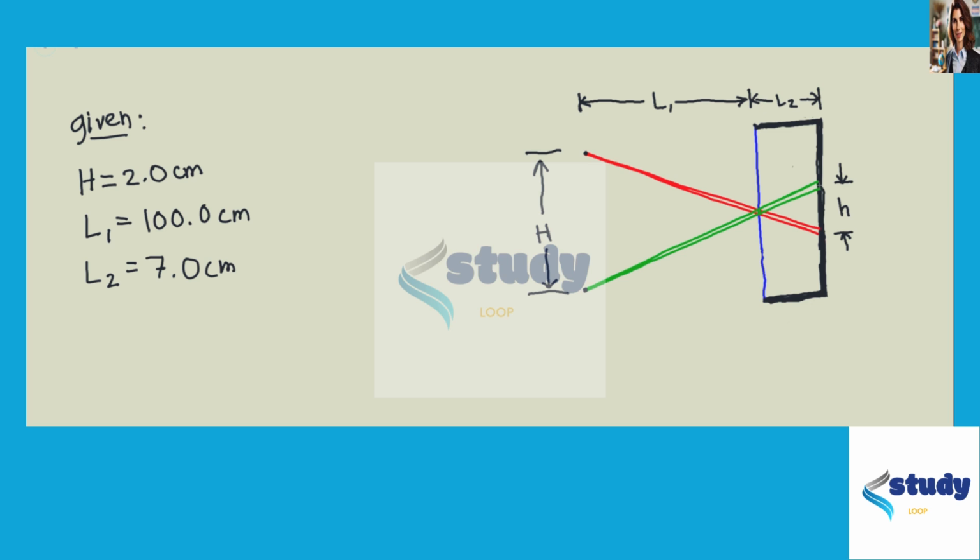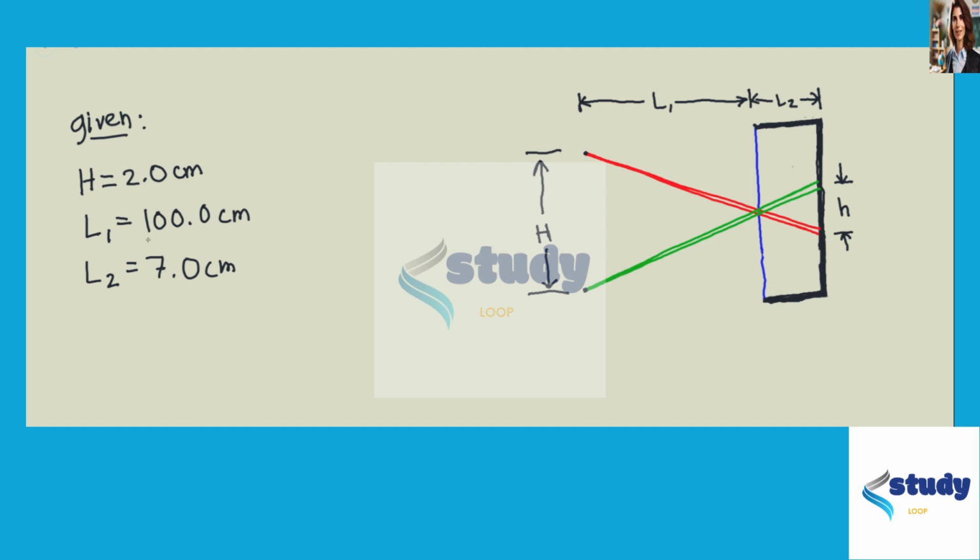If we consider the distance between the centers of the images, and we call it h, the distance from the hole to the screen is L2, the distance from the hole to the objects is L1, and the distance between the objects is H. Now we already know all the values for H, L1 and L2, and from there we can actually find out the distance between the images, because we have a triangle over here and another triangle over here, so we can use the ratio rule here.